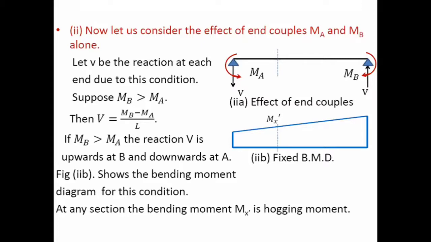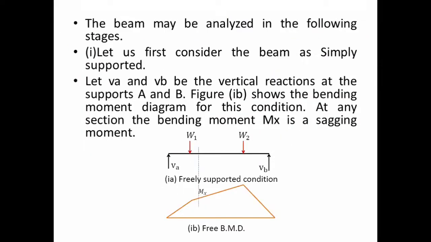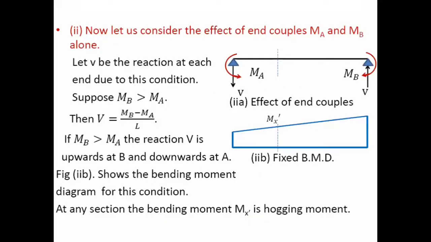Now, VA, VB, we have seen in the previous slide. These are the reactions because of the external load. And these vertical reactions V are because of MA and MB.